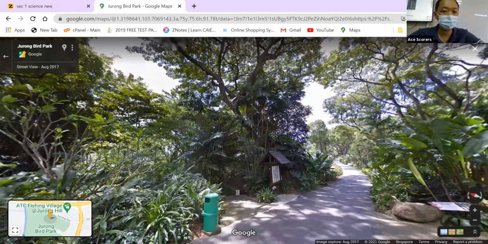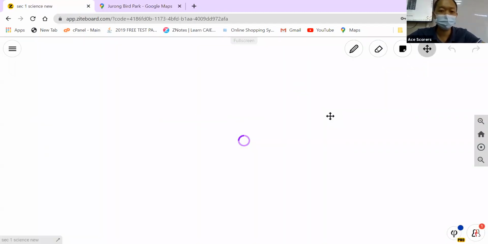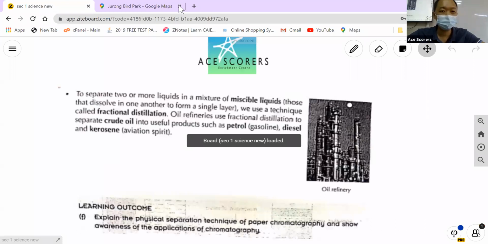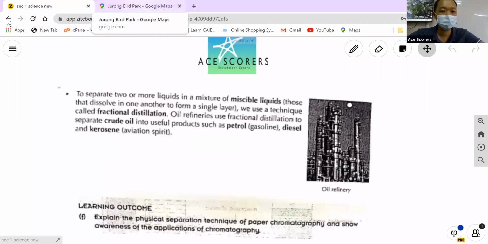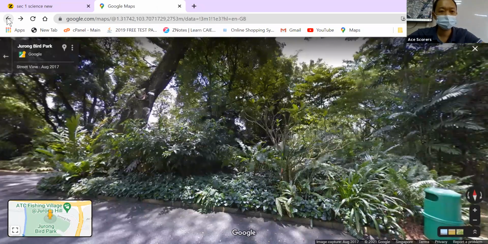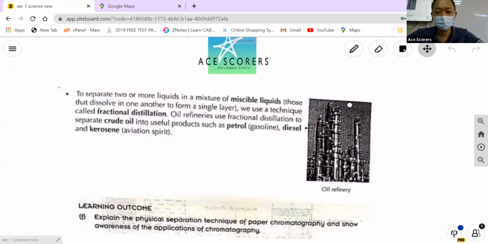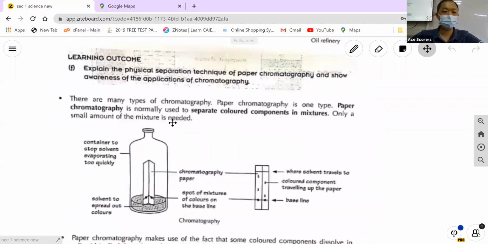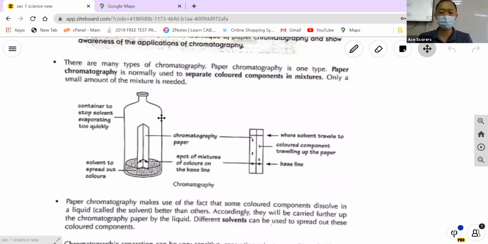Okay, anyway, let's continue. Today's internet is intermittent. Okay, let's continue. So that's fractional distillation. Next. Okay, last one is chromatography. So what is chromatography for? Now, paper chromatography is just one type. It's used to separate colored components in mixtures.